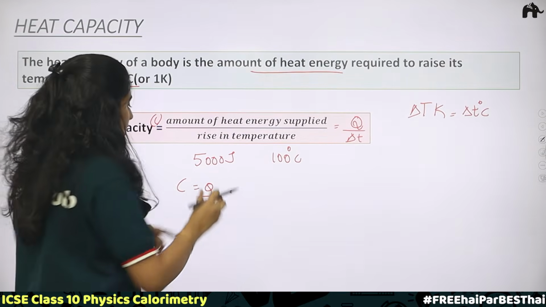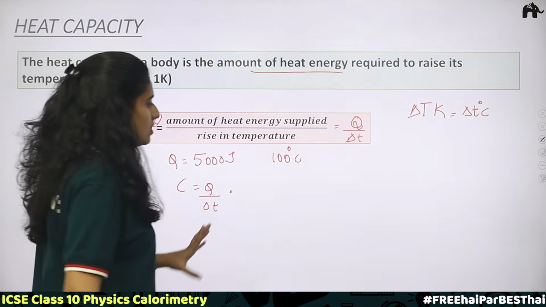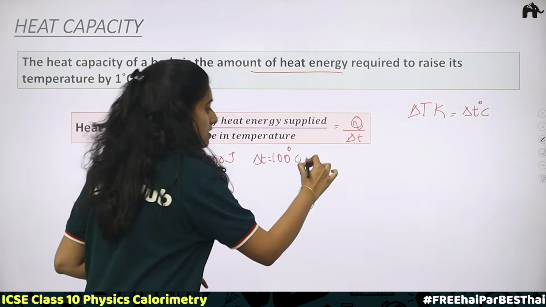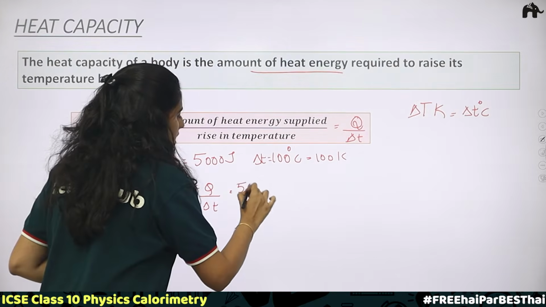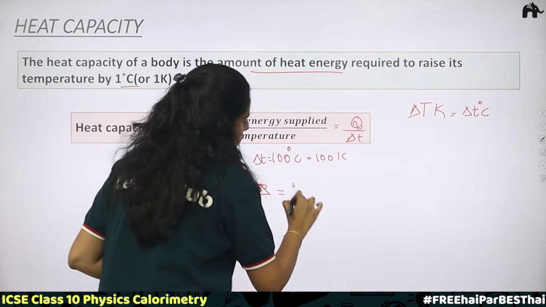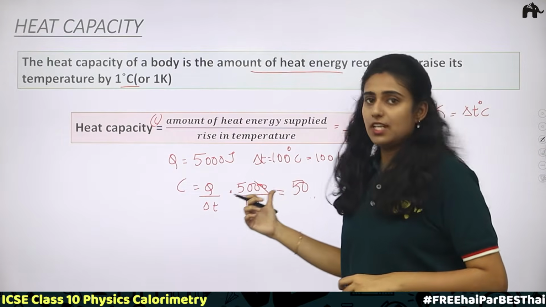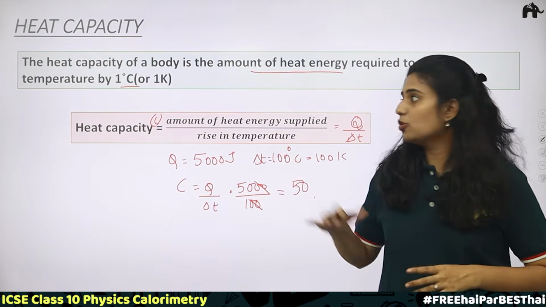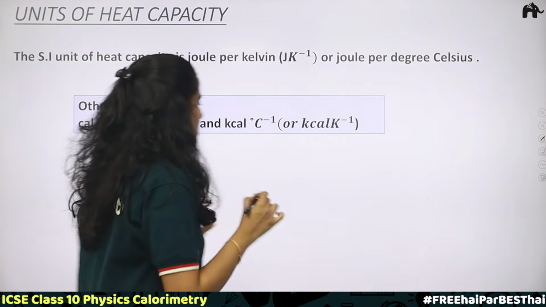Here Q, the heat energy supplied, is 5000 joules. Okay, Q is equal to 5000 joules and the change in temperature delta T will be 100 degrees Celsius. Okay, this is also equal to 100 Kelvin because this is a change in temperature. 5000 divided by 100, which is 50. So 50 is the heat capacity, and we'll be studying the units of heat capacity. So understood, for a given substance, heat capacity will be a constant value. It won't be changing.